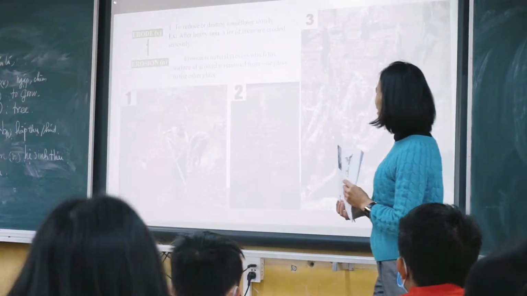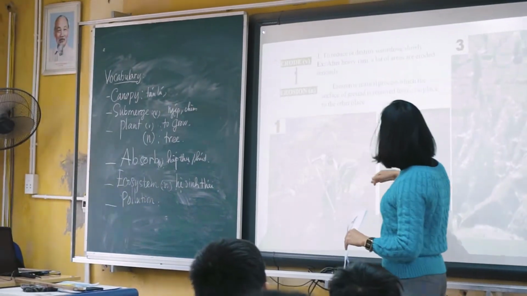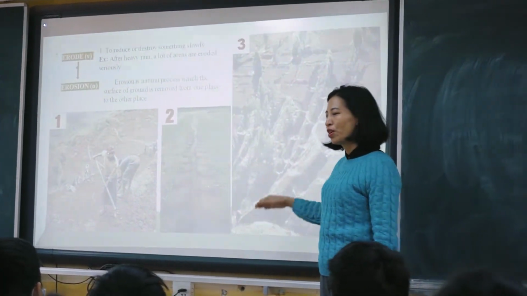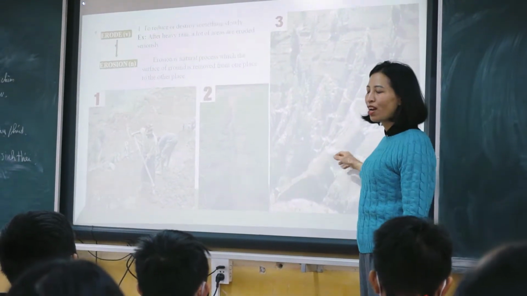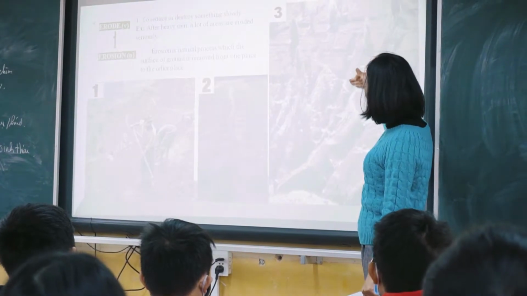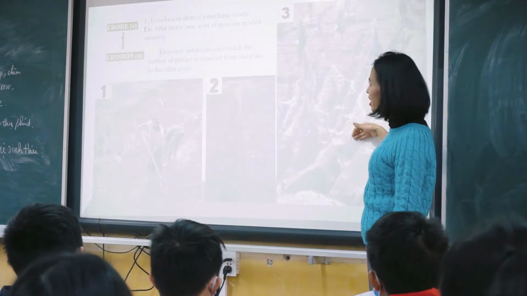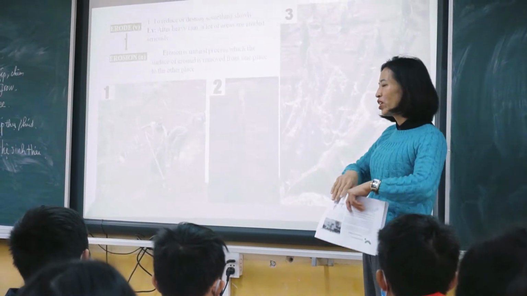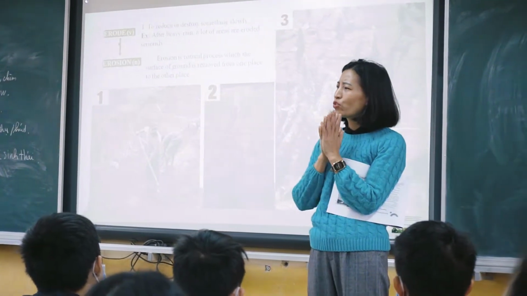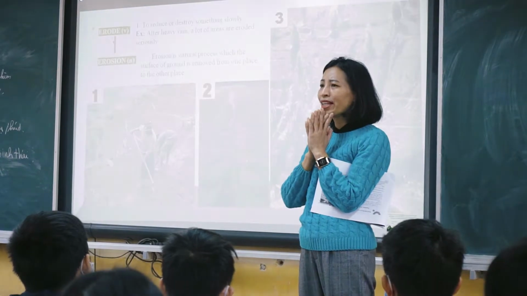Sit down, please. In picture 1 and picture 3, picture 3 is a place with a little bit of trees and a hill slope. It's easier to destroy, to remove what is removed after heavy rain.